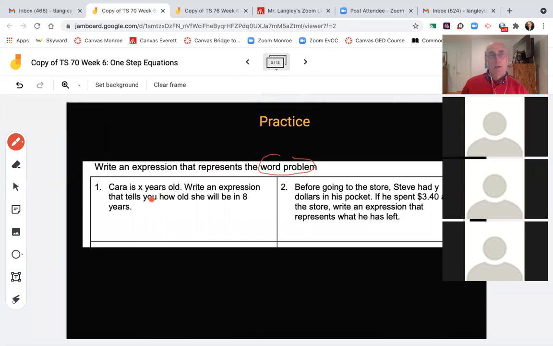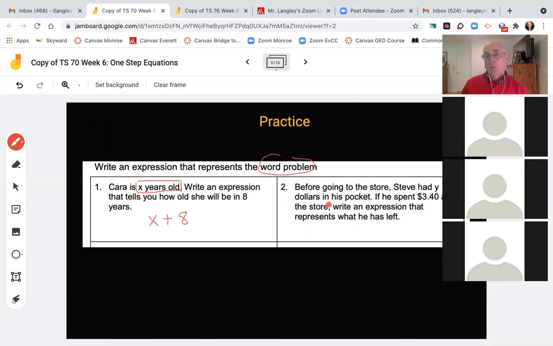Kara is X years old. Write an expression that tells you how old she will be in 8 years. So she's X years old right now. That's what she is right now. They want you to write out an algebraic expression that will show how old she will be in 8 years. Well, X is the now, plus 8 gives me how old she would be in 8 years.